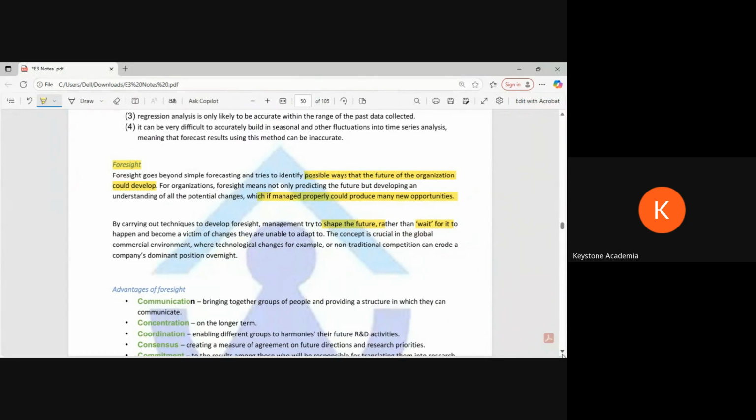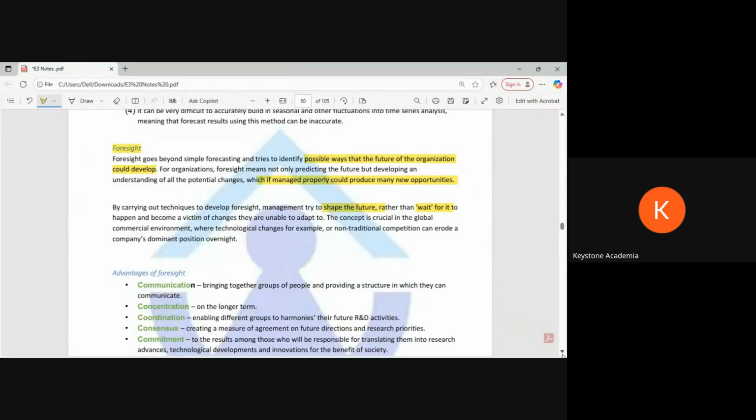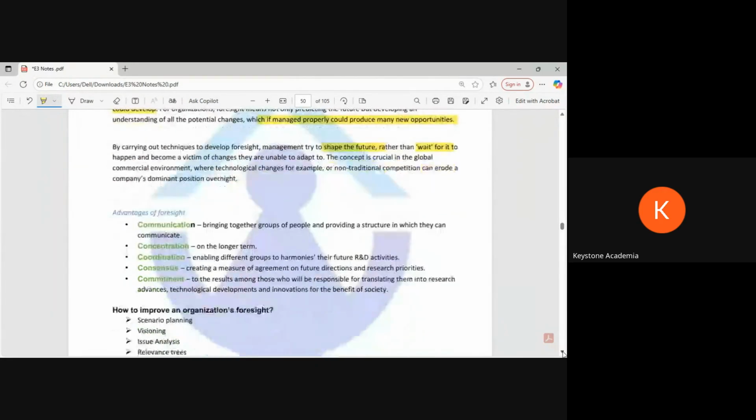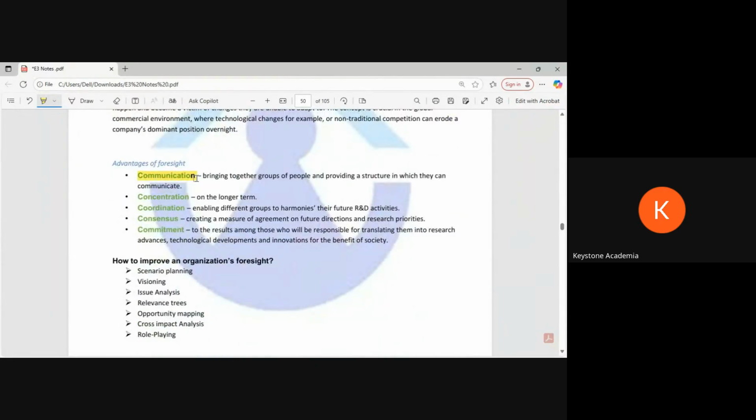So foresight does not depend on what will happen. It will shape our own future. What are the advantages of foresight? Better communication, concentration on the long term, coordination within the team, consensus with the research priorities, what we want to do, commitment with the team. At the same time, it's all about taking more risk.